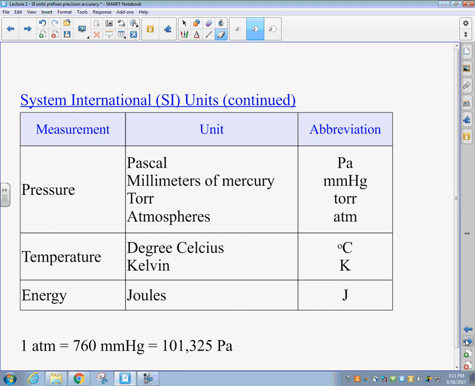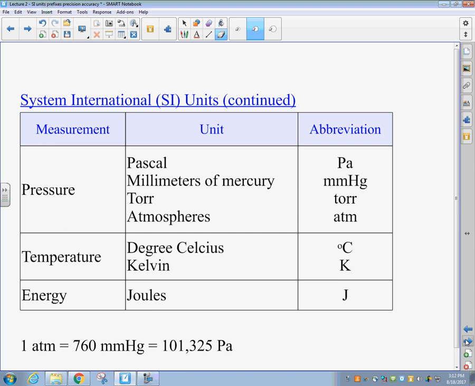So the first SI unit that's listed on the screen here is a pressure unit that is measured in units of pascals, Pa, millimeters of mercury, which is abbreviated mm for millimeters and the mercury symbol, Hg. Then you have units of torr, which is the same as its abbreviation. And finally, you have atmospheres, which are abbreviated atm.